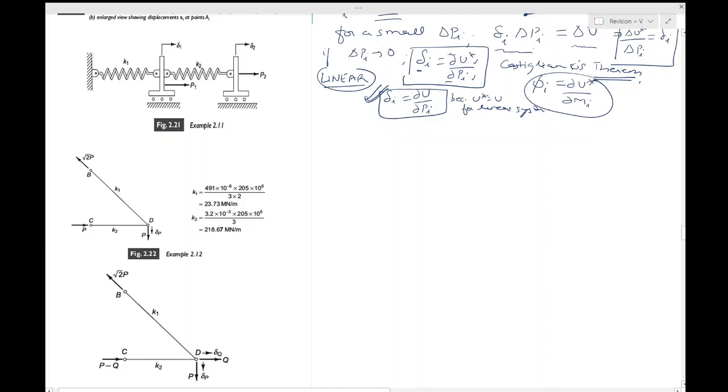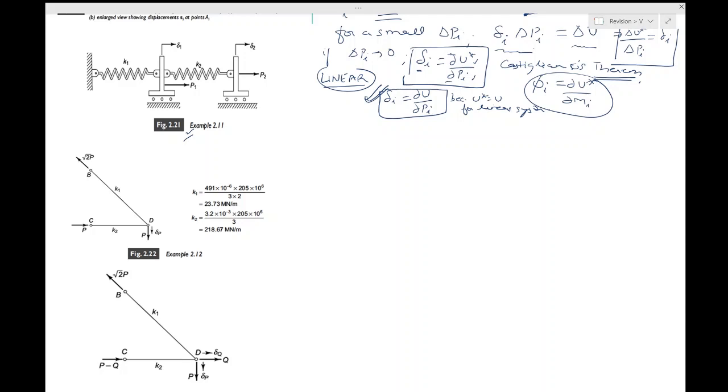Okay, so we take off from where we had left in the last class, and we'll be using Castigliano's theorem and learning how to use Castigliano's theorem in this class today. So let's consider a system of two springs which is shown in this figure, and we shall use Castigliano's theorem for solving this particular problem.